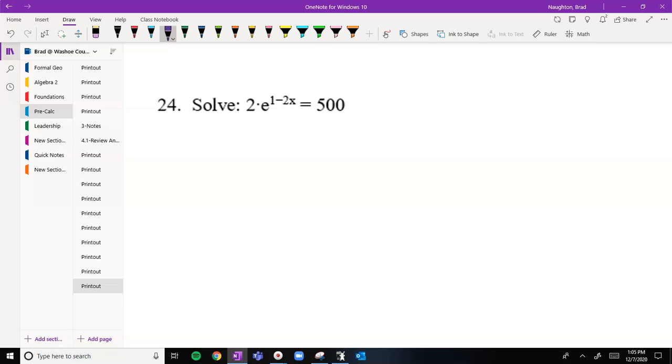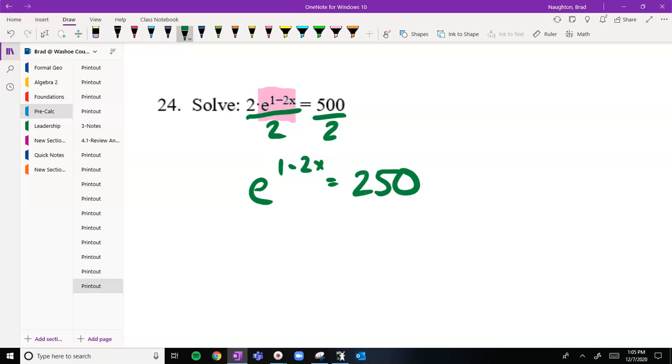Alrighty, moving on to 24. So this part here, it's 2 times e. So we're going to have to use the ln, but that's the e to an exponent. So that 2 can be divided by, and so we're going to do that first. So I have e to the 1 minus 2x is equal to 250.